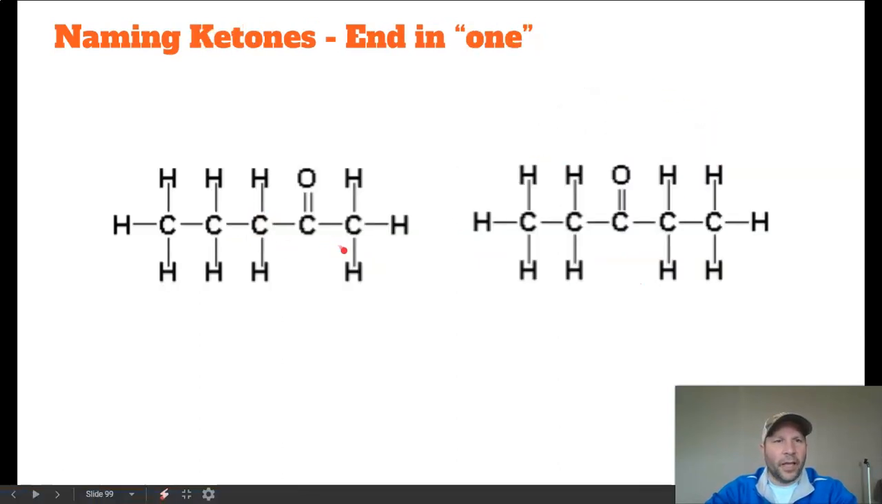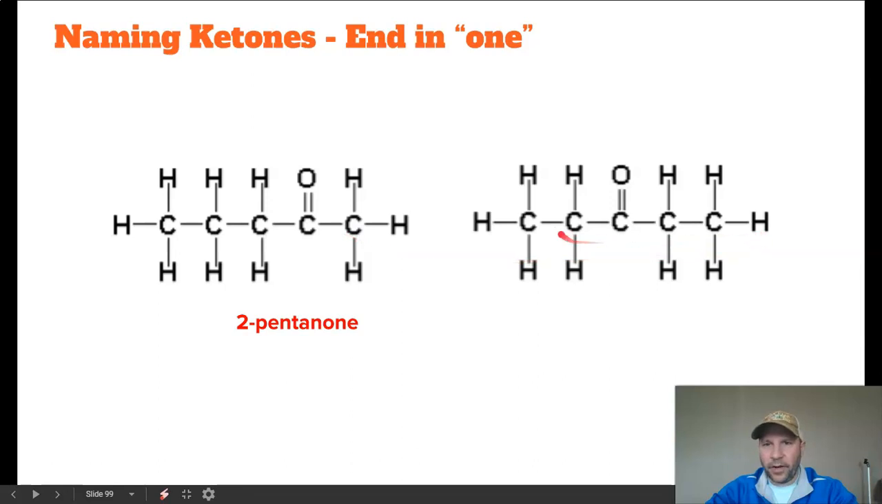All right. Naming ketones right here. We generally will name the ketone based off of where the carbonyl group comes off of. You can see that this carbonyl group is coming off of carbon number 2 right there. So we would call that 2-pentanone. Notice that it ends in one there. So this would actually be called 1, 2, 3, 4, 5 pentane. But since it has that, it's pentanone.